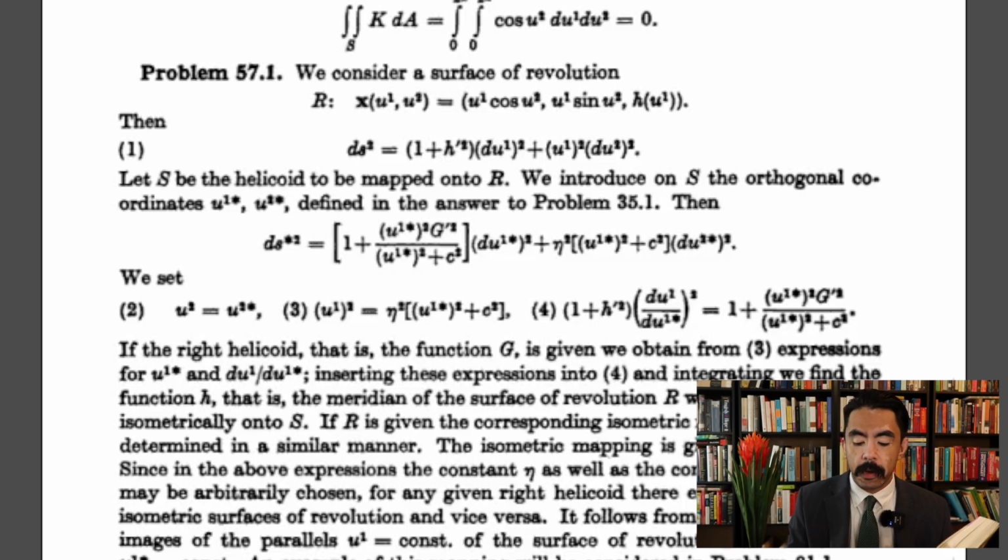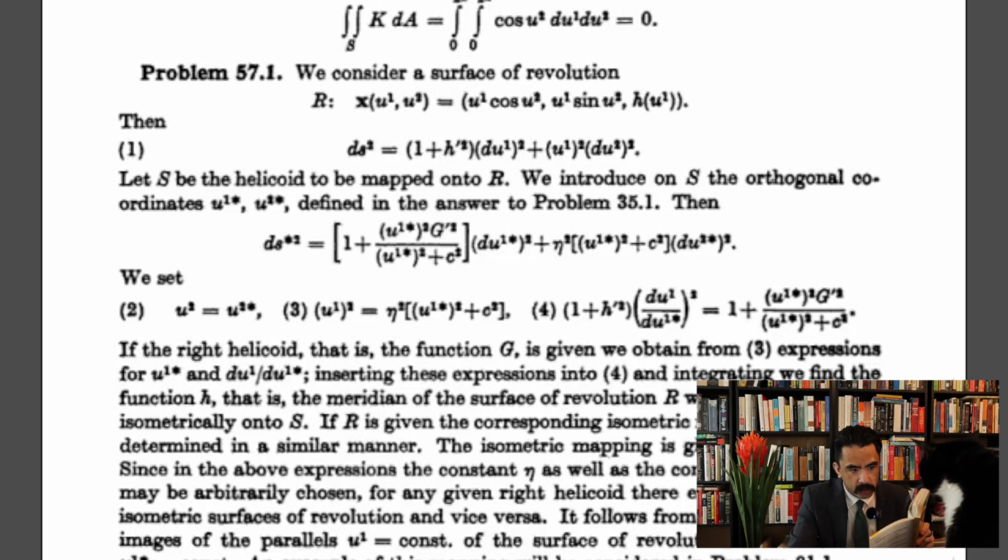We introduce on S the orthogonal coordinates u1 star and u2 star defined in the answer to the problem 35.1. Then ds star squared is equal to the quantity 1 plus the fraction with the numerator u1 star squared times G prime squared over the denominator u1 star squared plus c squared, times du1 star squared, plus nu squared times the quantity u1 star squared plus c squared times du2 star squared.